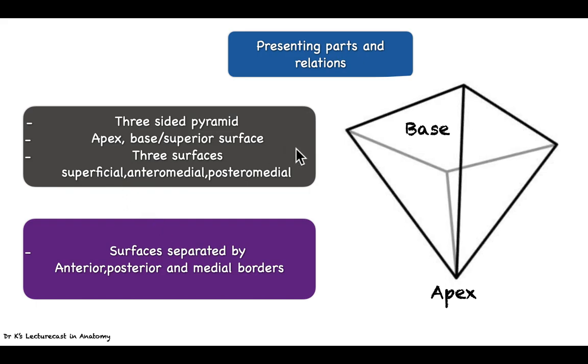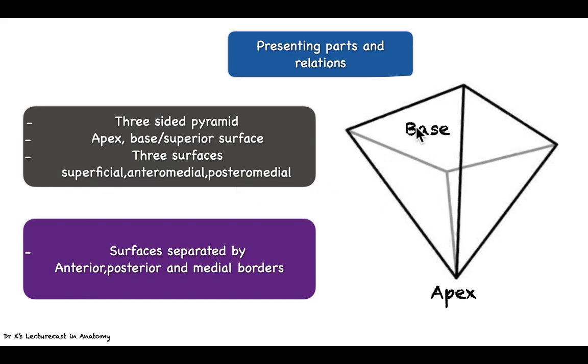Now, it is very important to understand the exact shape of the gland here, and that is how we can arrive at the presenting parts, and we can relate the other structures which are related to the presenting parts. Three-sided pyramid, but I have inverted the pyramid here. So it has an apex, the base. Take this square part which I am tracing here as the base, or the superior surface, that is the above surface. Three surfaces are there: superficial, anteromedial, and posteromedial.